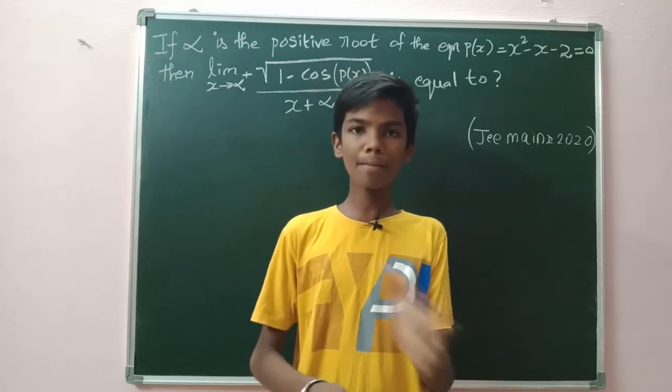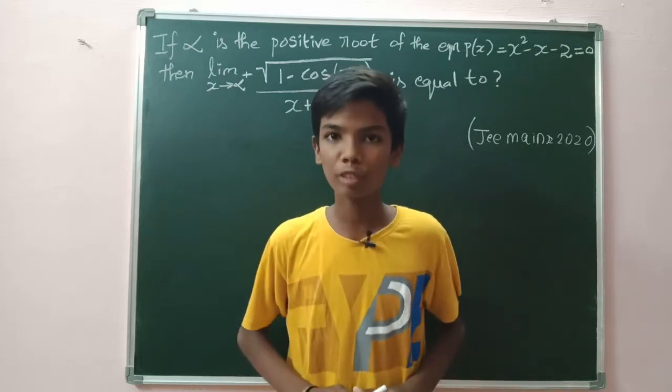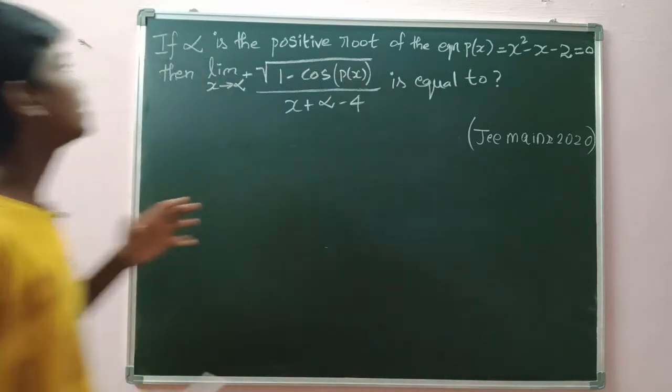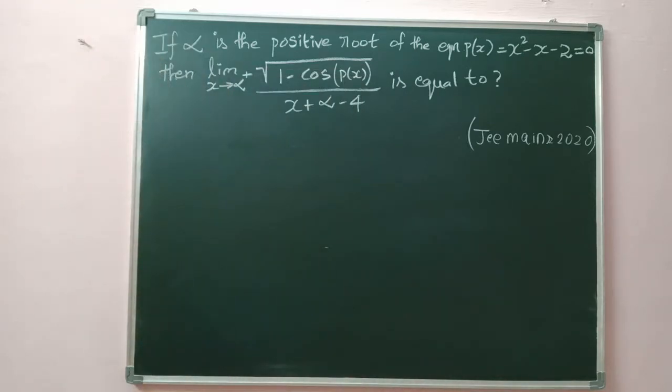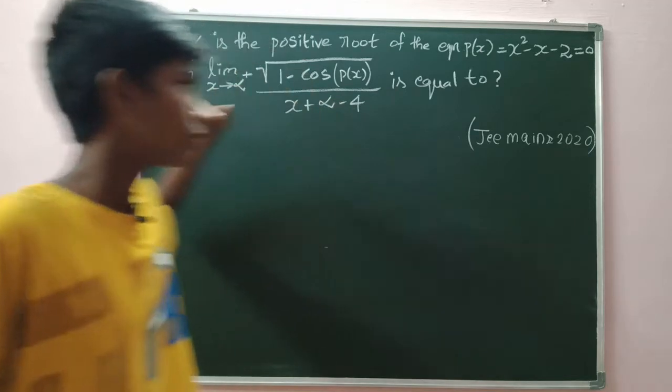Let's solve one JEE Mains limits question. So let's start to solve, guys. The question is: if alpha is the positive root of the equation p(x) = x² − x − 2 = 0, then the limit as x tends to alpha plus of root of 1 minus cos p(x), divided by x + alpha − 4, is equal to what? And guys, this question was asked in JEE Mains 2020.